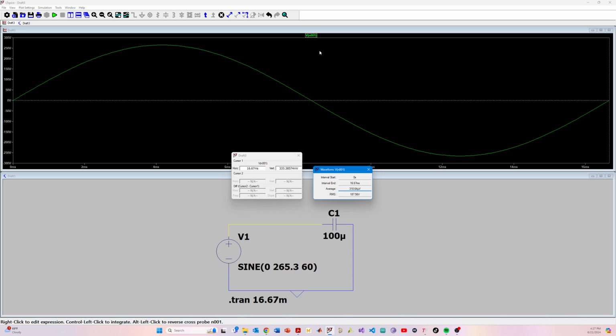So you hold Control and click on your trace. The green line is our trace, and that's it for today's problem.